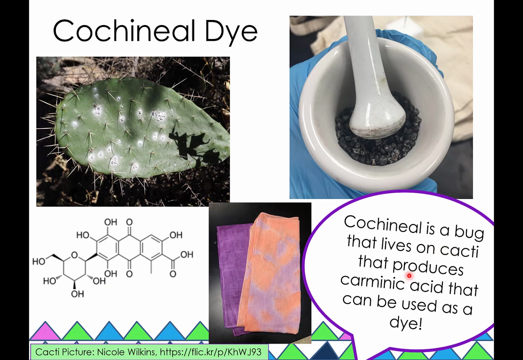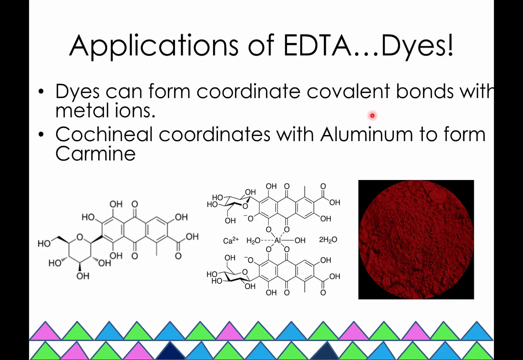So cochineal is a bug that lives on cacti that produces the carminic acid that can be used as a dye. The color of cochineal can vary if this dye coordinates with different metal ions. So here's the cochineal dye and the carminic acid. And the oxygens on the carminic acid can coordinate to metal ions. This is one example. Carmine is two carminic acid molecules that have coordinated to aluminum to form this really deep red carmine pigment.